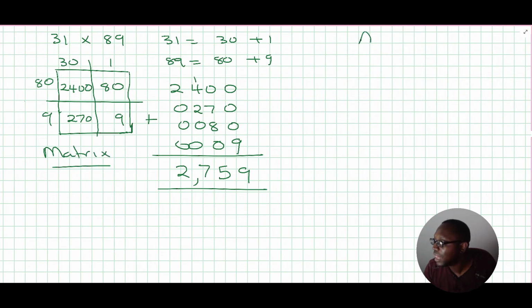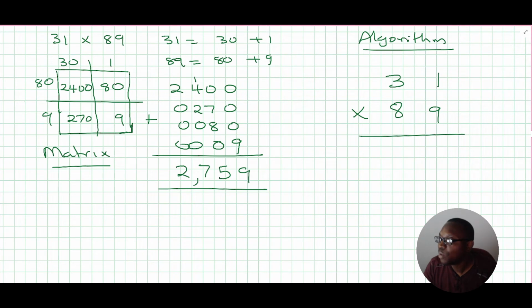Now let's use the algorithm method, which is just following a sequence of events here. So we're going to have 31 multiplied by 89. We start in the ones position, so our responses will start from the ones position. 1 multiplied by 9, we have 9. 3 multiplied by 9, we have 27. Okay, so the next thing we're going to do is we switch over to the tens position.